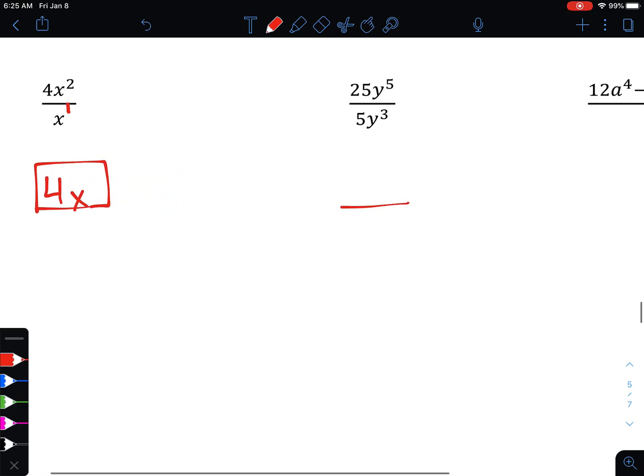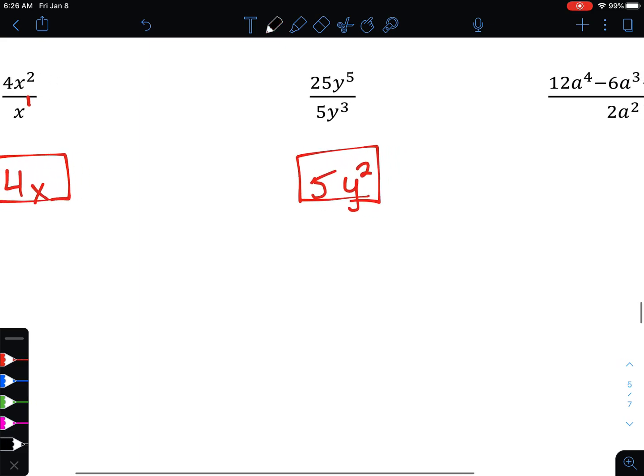For our next example, we're going to do the same thing. So we're going to look for where do we have more of y. We definitely have more y on top than bottom of our fraction. We have 5 on top, 3 on bottom, so that leaves us with 2 more on top when we simplify. Also, 25 divided by 5 is just 5, and that leaves us with nothing in our denominator once again, which is okay. Our answer is just going to be 5y squared.